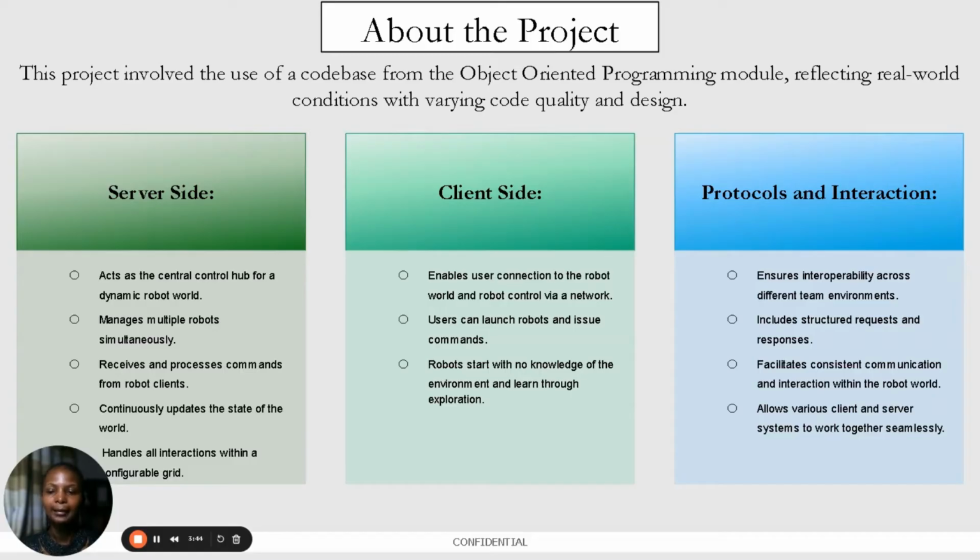On the client side, the client program enables users to connect to the robot world, launch robots, and command them through a network. The robot, upon entering the world, starts with no prior knowledge of the environment and learns through exploration. Commands from the client to the server include movement directives, attack initiation, and world observation, with the server providing feedback based on current world conditions and robot actions.